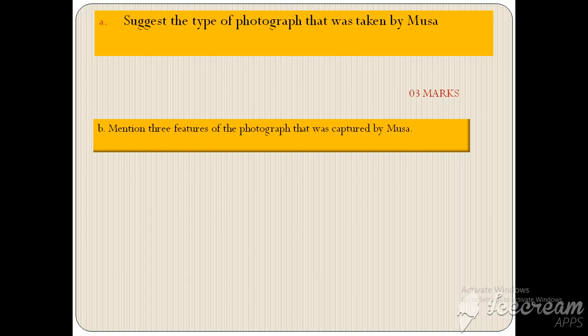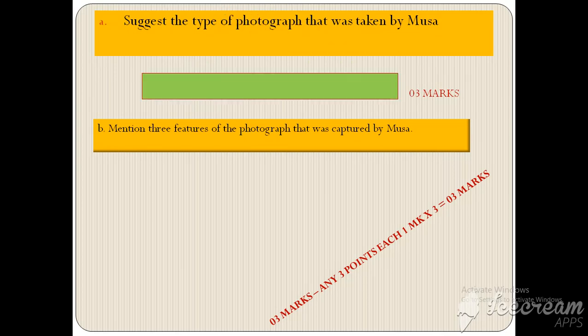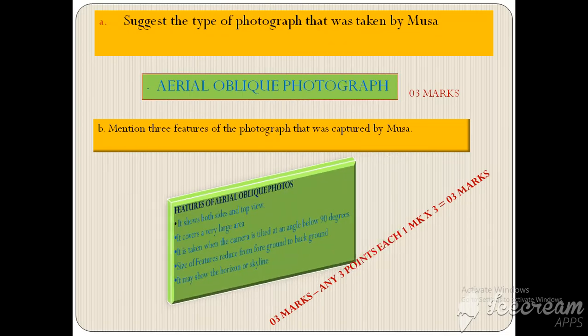and then question number 2 is to mention the features of the photograph. So after knowing the type of photograph, then question part B, you are going to mention the characteristics of that type, of which the type of photograph is aerial oblique photographs or high oblique.